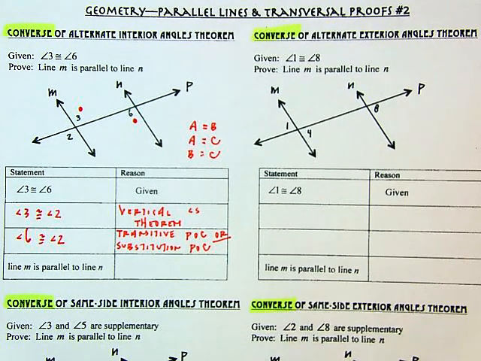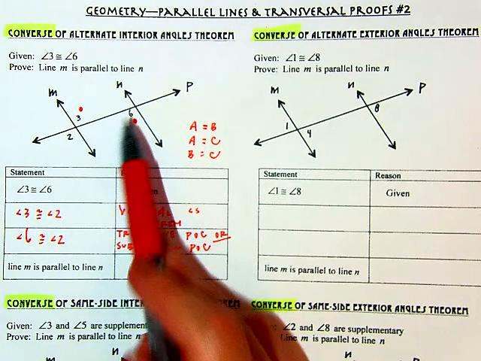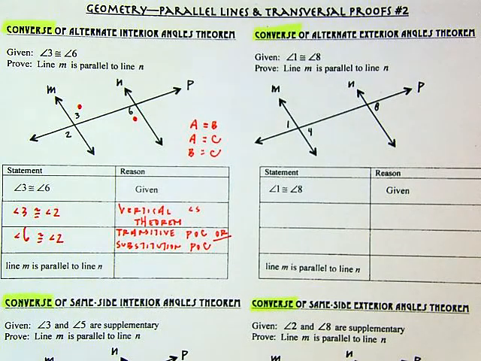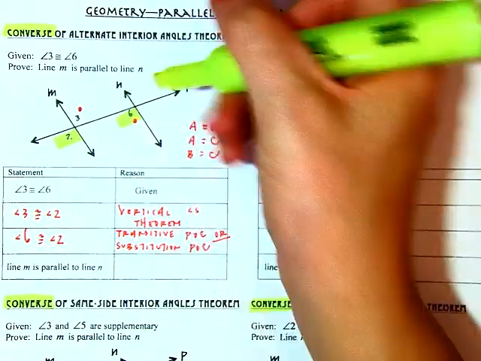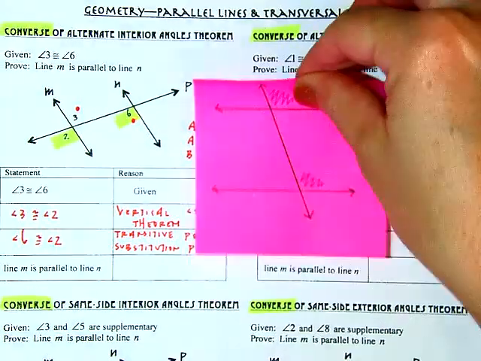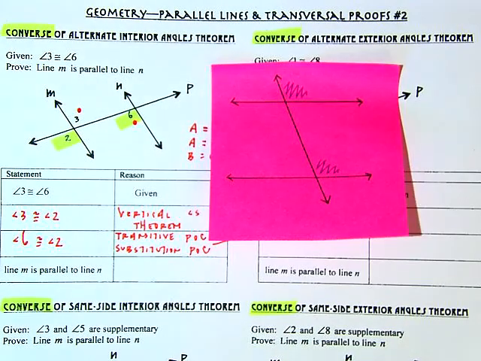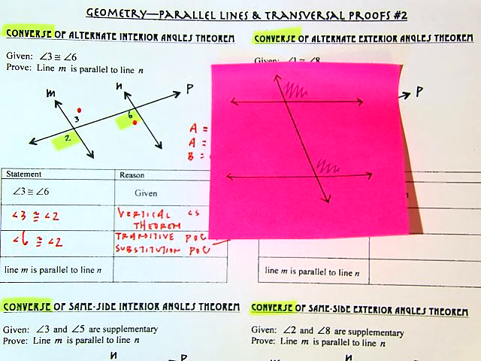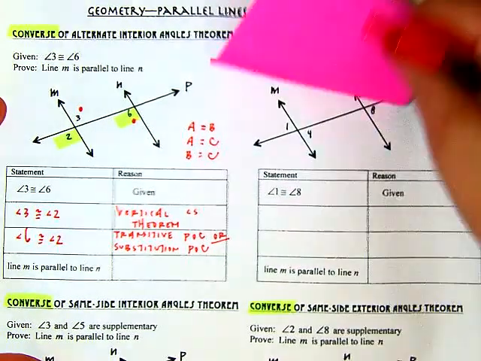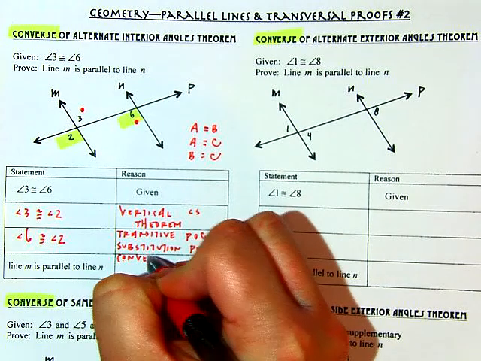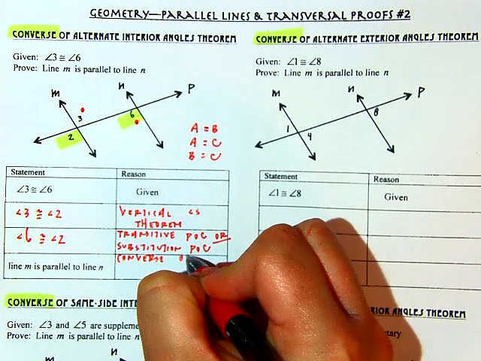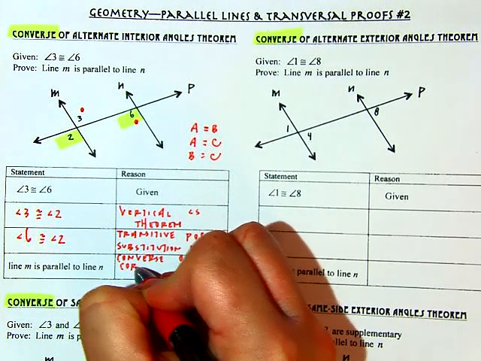Now I've established that 6 and 2 are congruent. Look at where 6 and 2 fall, right here and right here. This takes us back to this visual. We've just established that we do have a pair of corresponding angles. They are congruent, so that leads me to the lines being parallel. My reason right here would be the converse of the corresponding angles postulate.